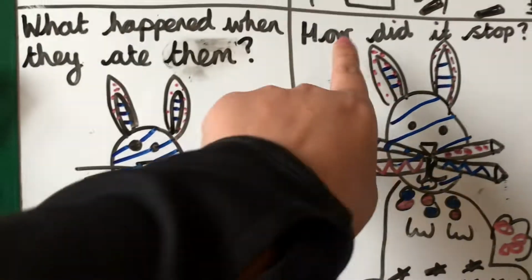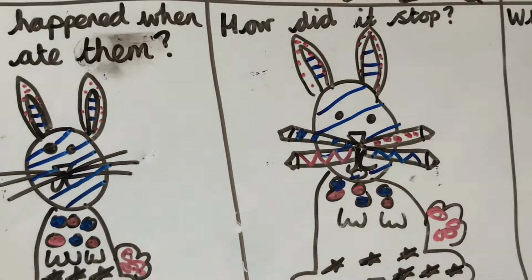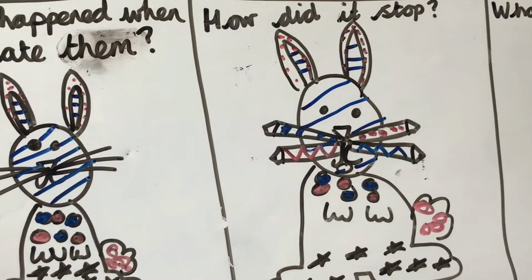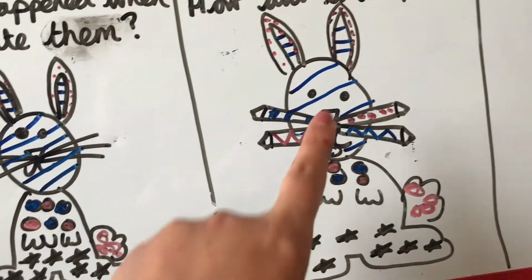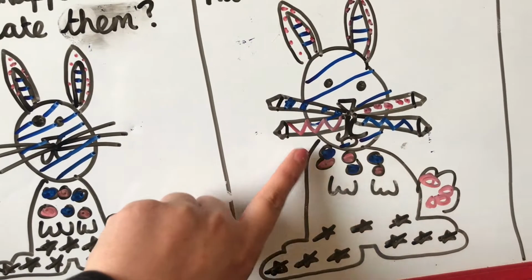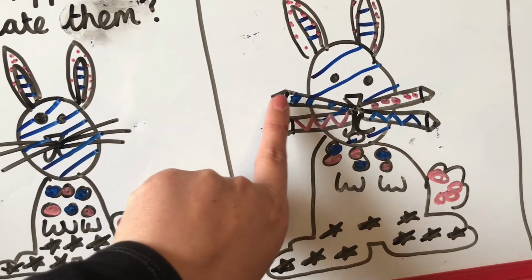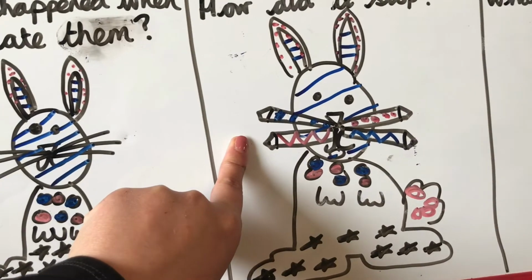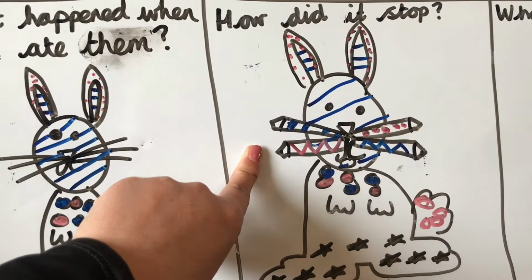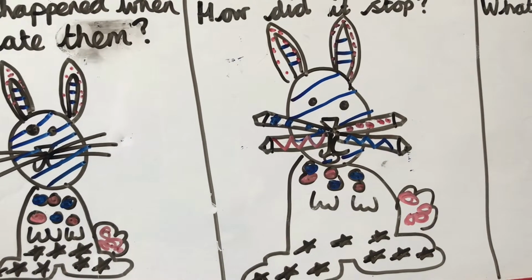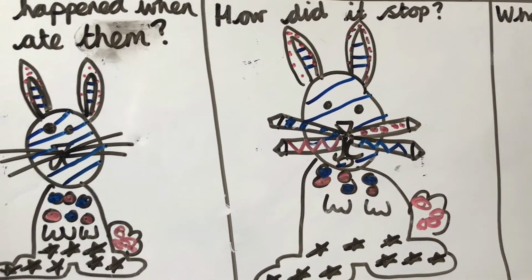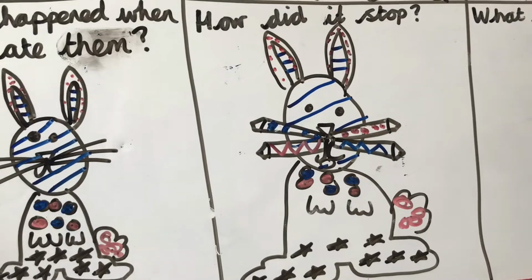Okay, the next box. How did it stop? So, Bobby ate so many pencils that his body was now covered in patterns. And all of a sudden, instead of whiskers, he grew pencils coming out from his cheeks. Now, this wasn't good for Bobby because it wasn't very comfortable. And wherever he moved, he drew patterns on the walls of his owners and kept getting told off. So he knew that it had to stop.